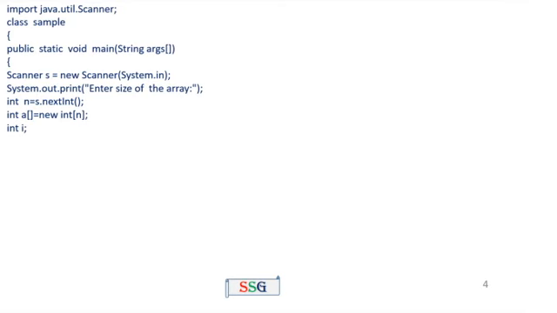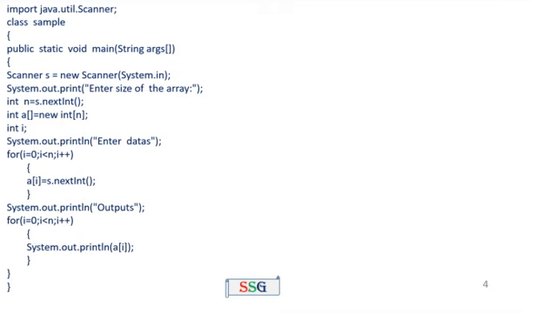For example, if the variable n equals 5, here the array size is also 5. The next one, for the indexing position, declare the variable int i. The next one, enter the data for the array a. That is System.out.println("enter data"), for i = 0, i < n, i++. Next, a[i] = s.nextInt(). This for loop will be executed from 0 to n minus 1.